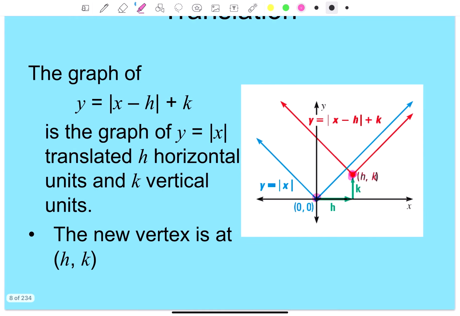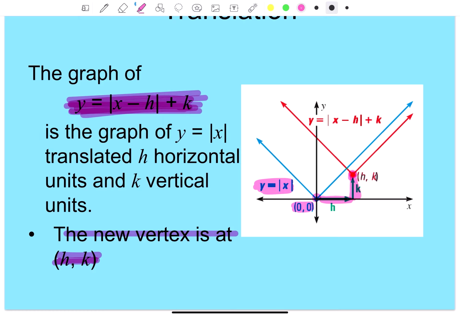First, we're going to talk about the graph of y equals absolute value of x minus h, plus k. This new graph will be shifted h units to the right and k units up. So the original vertex was (0, 0) for the basic absolute value function y equals absolute value of x. That vertex will be shifted to (h, k) now. The new vertex will be (h, k). So shifted h units to the right and k units up.